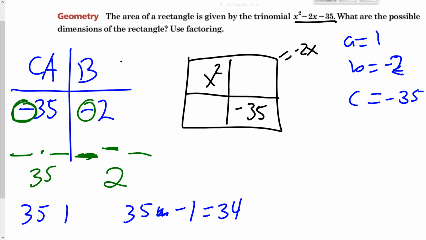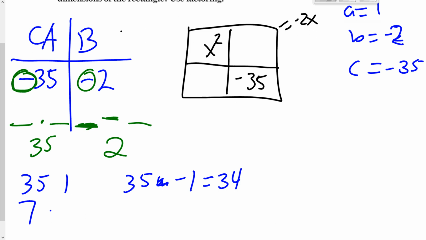What about 7 and 5? 7 times 5 is 35. What's 7 minus 5? Hey, that's 2. Okay, so 7 and 5, and then always put the bigger one first. 7 minus 5 is 2, but we need a negative 2, right? We need a negative 2. So if I switch this to a negative, then that means I'm going to switch these spots here. I want to put the 5 in front this time. I want to put the smaller number in front, followed by the bigger.